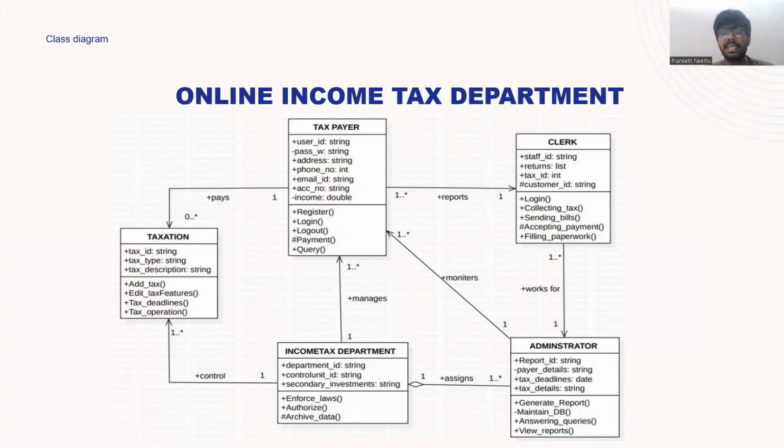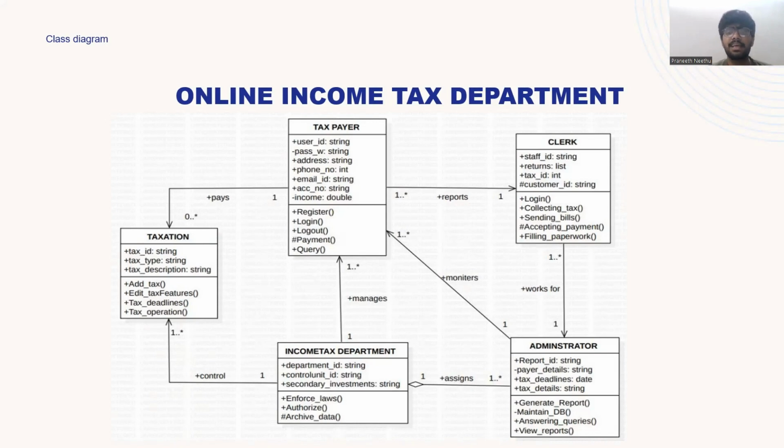This is the overall system class diagram for the system of the online income tax department. As you can see, the involved classes are taxpayer, clerk, administrator, income tax department, and taxation. Here, each of the classes undergoes relationships: taxpayer reports to clerk, clerk works for administrator, income tax department manages taxpayer, administrator monitors taxpayer, income tax department assigns administrator, income tax department controls the taxation, and taxpayer pays taxes.